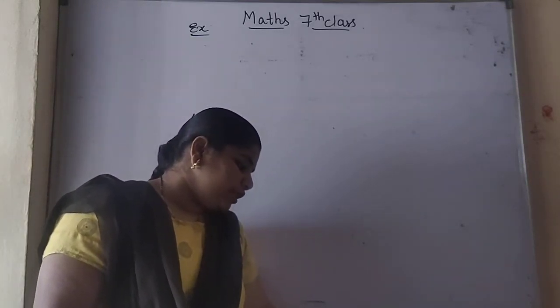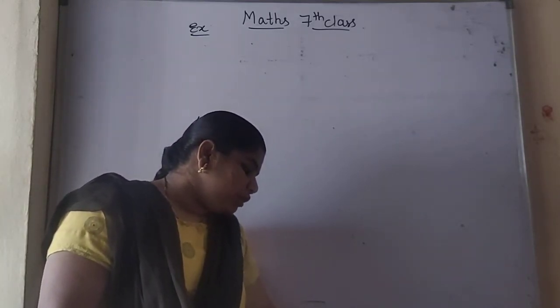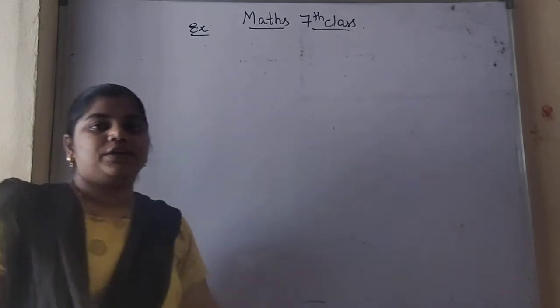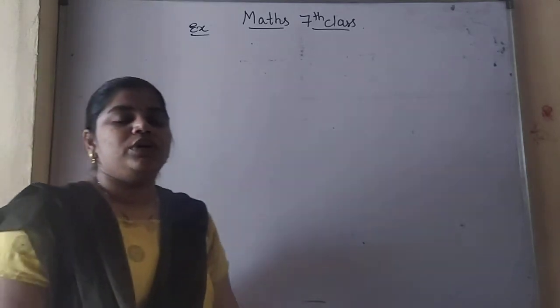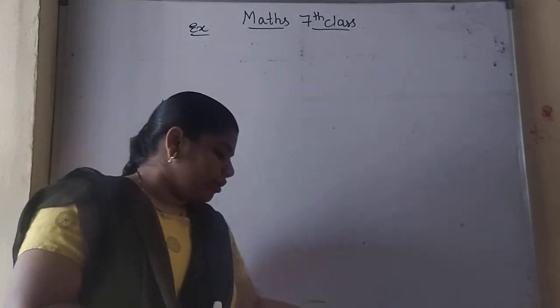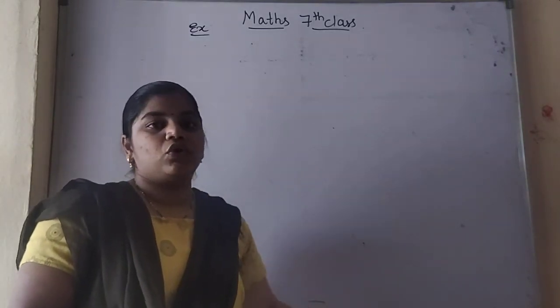So first question is, Bharati attempts all the questions but only 9 are correct. She has attempted all the questions, but how many are correct in that? Only 9 questions are correct. So what we have to find? We have to find the score of her.